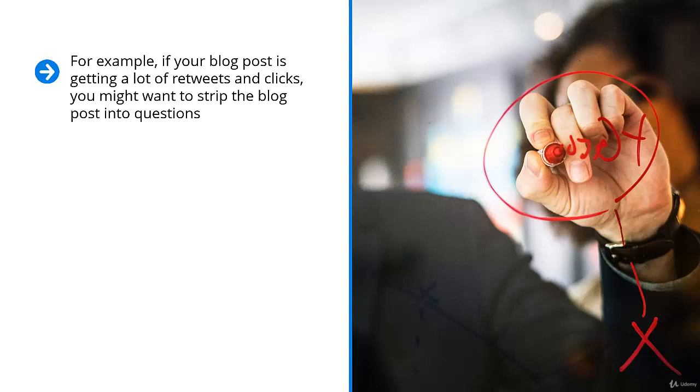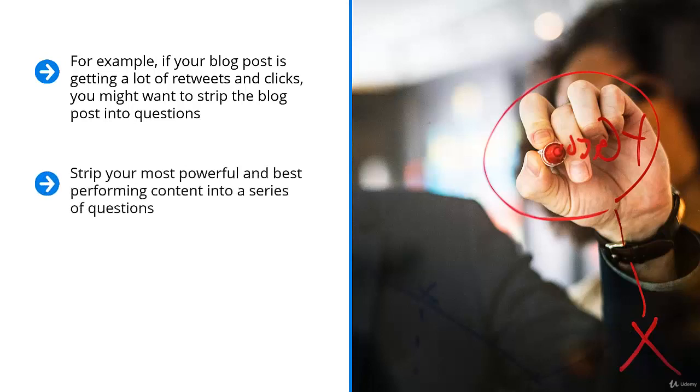This isn't all that hard because if you look at any type of content, it consists of answers to questions. The questions may not be obvious. The questions may not be plainly stated, but the content is meant to address certain concerns. These concerns can be reworded into questions. Strip your most powerful and best performing content into a series of questions. Each question then is linked to the article or blog post that answers it. Tweet these and pair them with niche-specific hashtags.